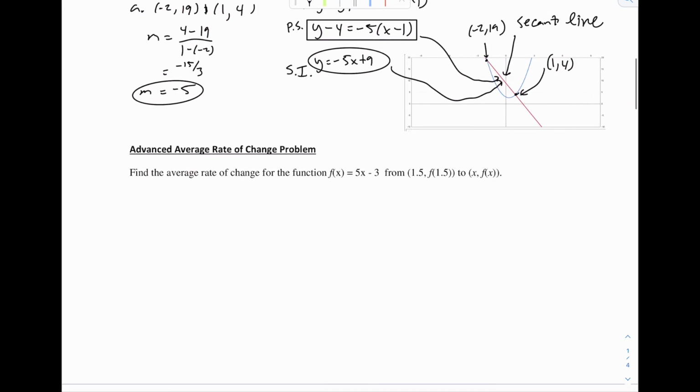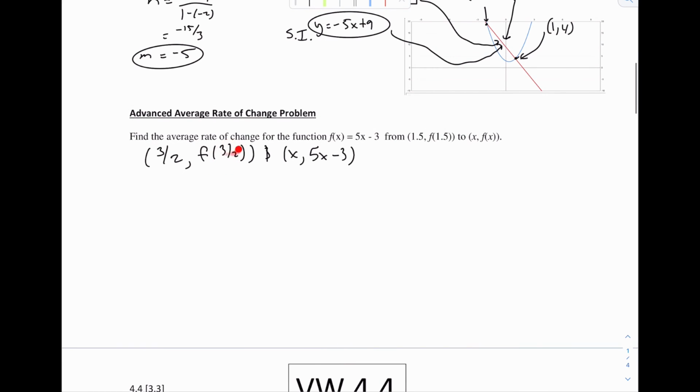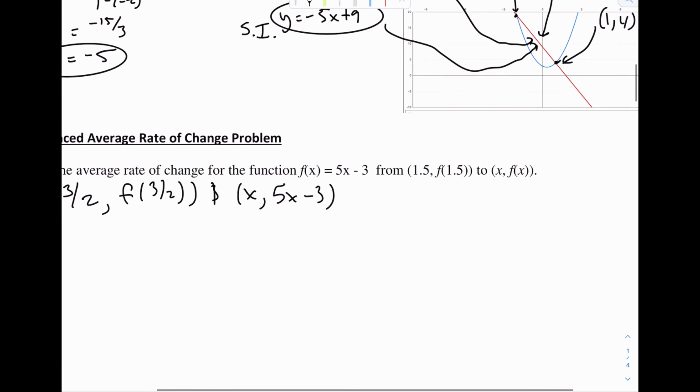Okay, so here's the last one. Advanced rate of change problem. Find the average rate of change for the given function from 1.5, f of 1.5, to x, f of x. All right, so our 2 points we're going to use, we have 3 over 2 comma f of 3 over 2, and then x, f of x. So x, and let's plug in for f of x, that's just 5x minus 3. So the problem right now is f of 3 over 2. We just have to evaluate that. So on the side, let's just figure that out.